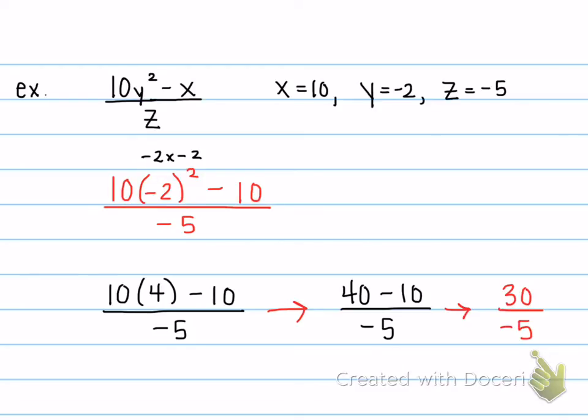And now I can do the division. Since I'm dividing numbers with different signs, I do the division, which is 6, and the signs are different, so it's negative. So I get negative 6 for my answer.